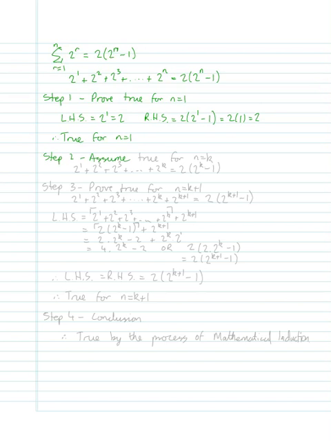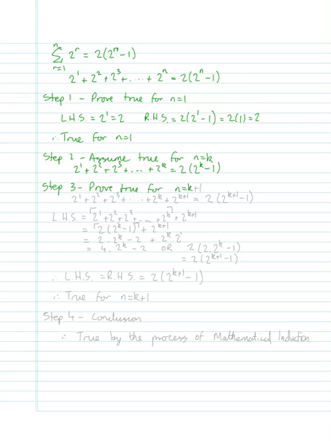Okay, in the second step, step 2, we assume true for n equals k, and so we just rewrite the statement that we've got up above us, which is 2 to the 1 plus 2 to the 2 plus 2 cubed plus all the way up to 2 to the k is equal to 2 outside of 2 to the k minus 1. Okay, now that's nice. Step 3 then is when we prove true for n equals k plus 1.